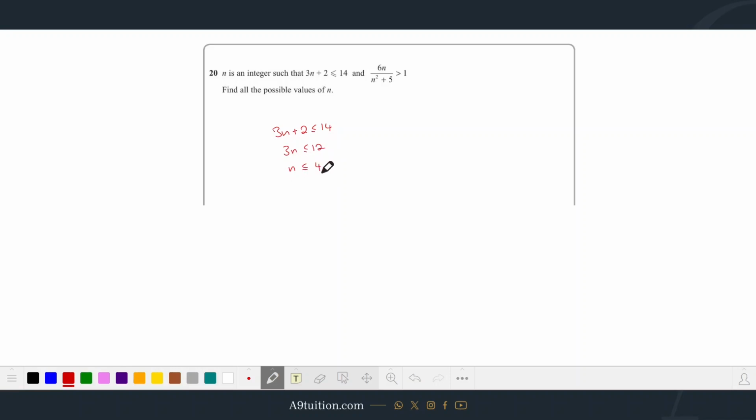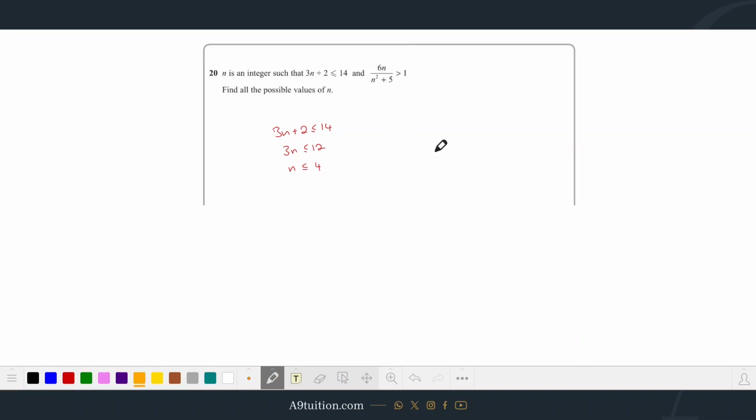So now I know that it says find all the possible values of n. They have to be less than or equal to 4. So I can't suggest, for example, 7 or 8 or 9, as they're not less than or equal to 4. But that's not the only criteria it has to meet. As we know, there's also this criteria here that they have to meet.